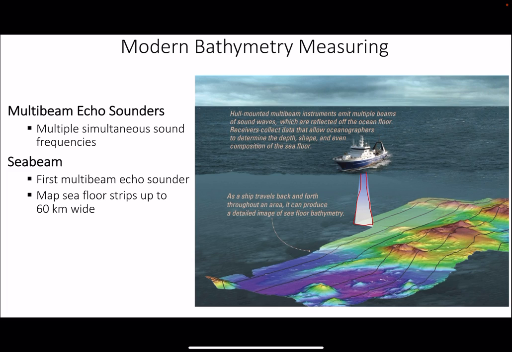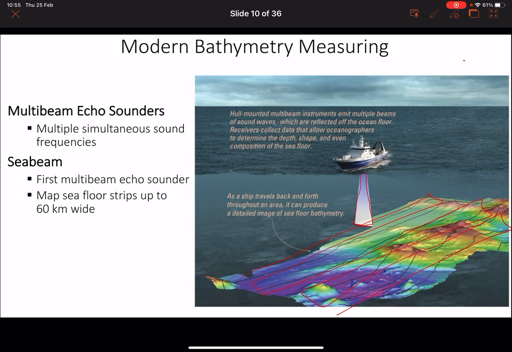This would give you a strip about 60 kilometers wide. What the ship would do is what they call the lawnmower: just go back and forth over a region, and then you could stitch these 60 kilometer wide strips together to get an idea of what the seafloor looks like. But already, just looking at this, you can see how much more detail there is in this kind of approach as compared to the sounding.